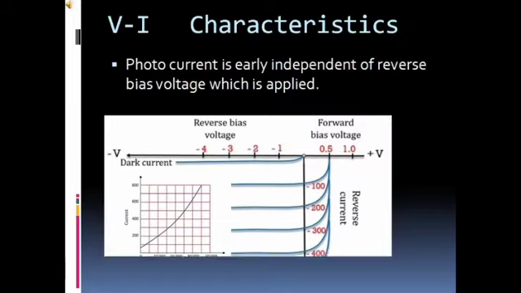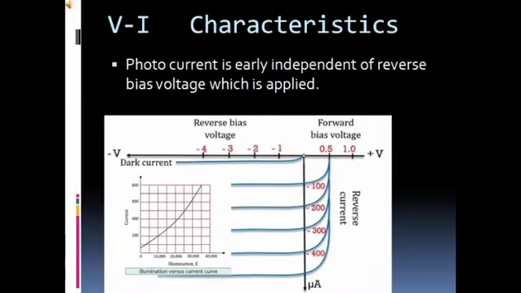Let's talk about the VI characteristics of a photodiode. You can refer to the figure. The vertical line represents the reverse current flowing through the device and the horizontal one represents the reverse biased potential. The first curve represents the dark current that is generated due to the minority charge carriers in the absence of light. You can also see that the curves show almost equal spacing between them. Why is it so? It is because the current increases in proportion to the luminous flux.